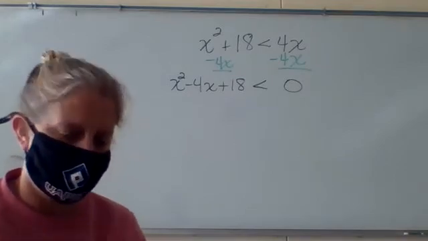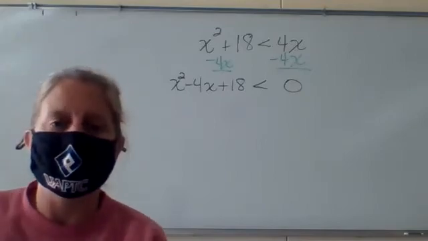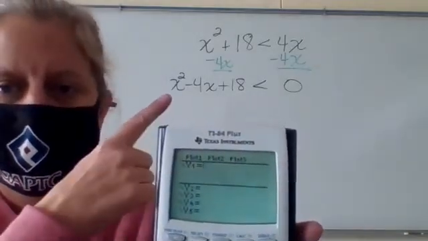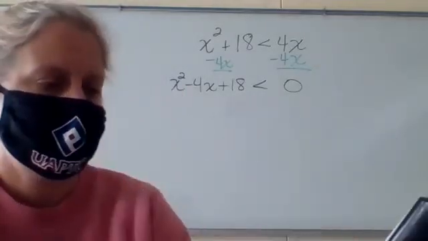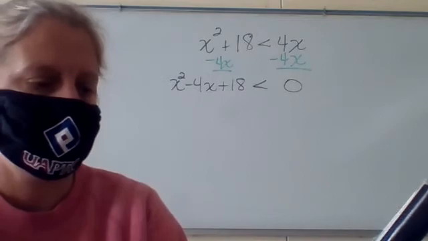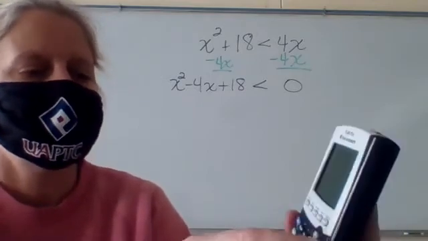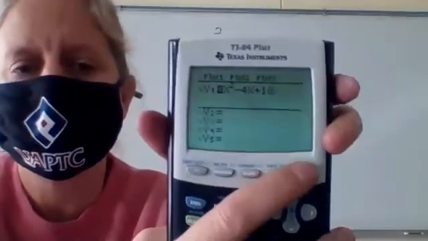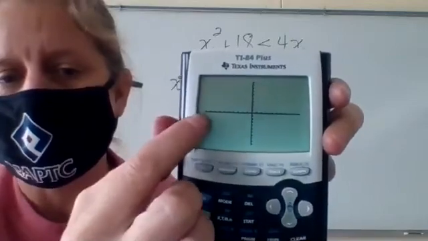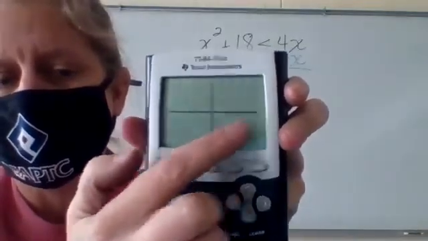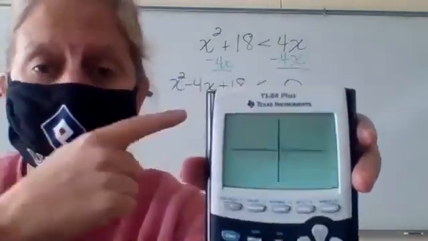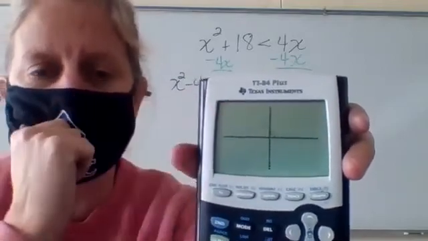Let's put it in our y equals and say to ourselves, why in the world does this not have any x-intercepts? So go to your y equals, clear it out. Let's put this in: x squared minus 4x plus 18. Now, if you graph it and your graph is still on the standard window, which it probably is, your x-axis goes from negative 10 to positive 10, and your y-axis goes from negative 10 to positive 10. Well, I put my function in there and I hit graph, but I don't see it.